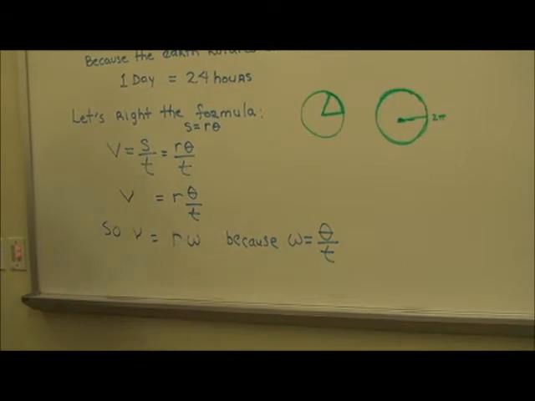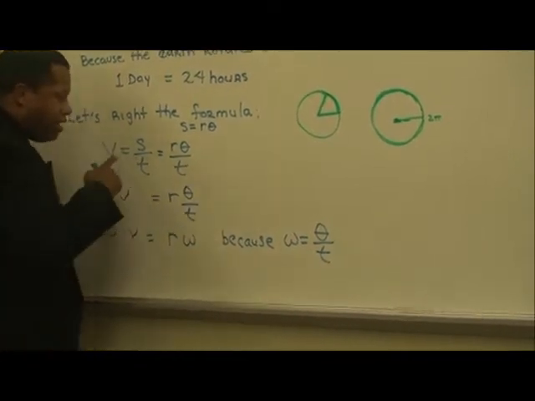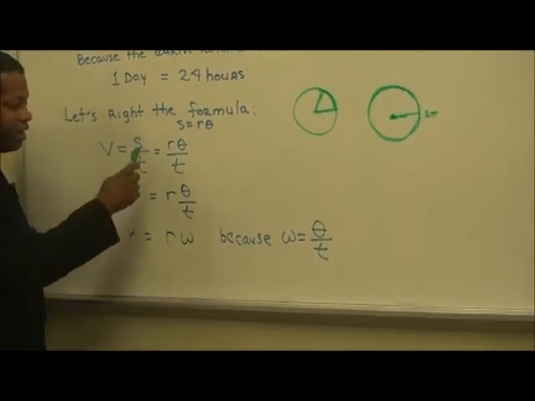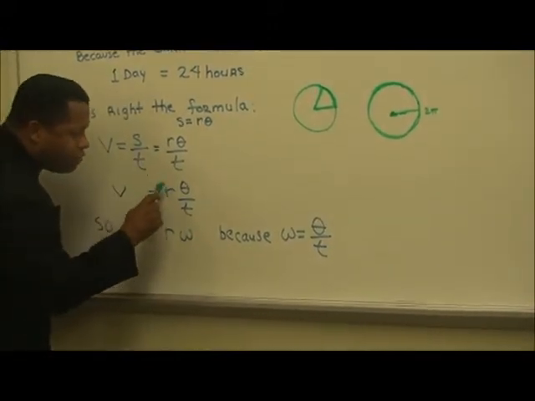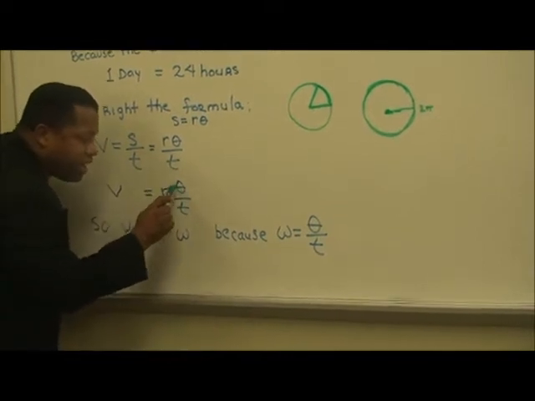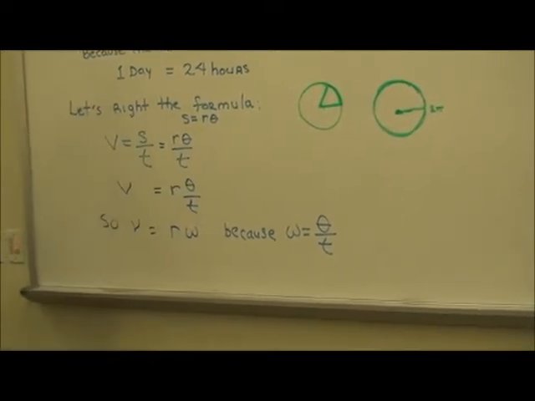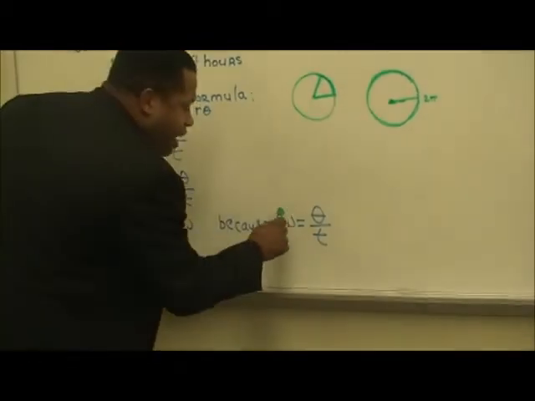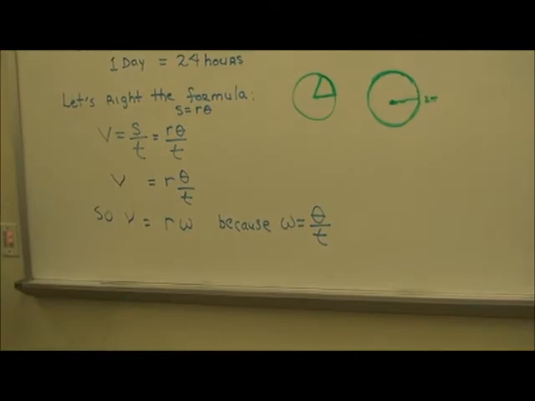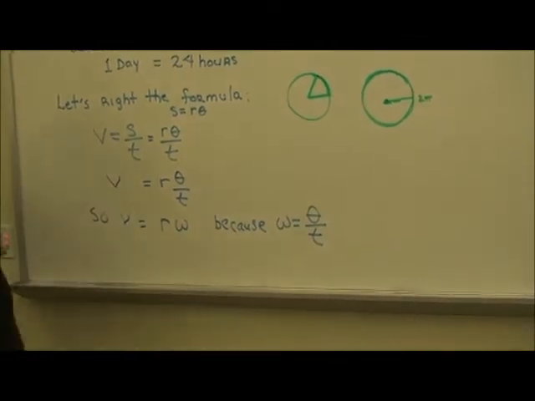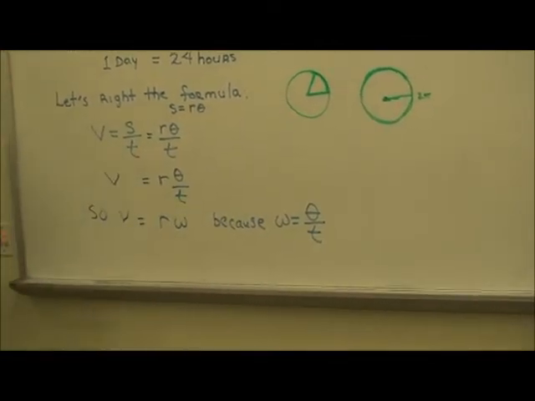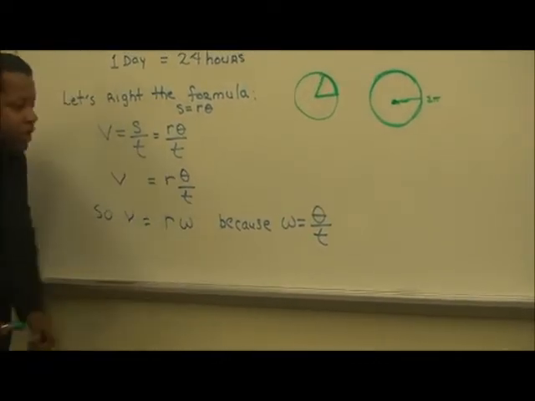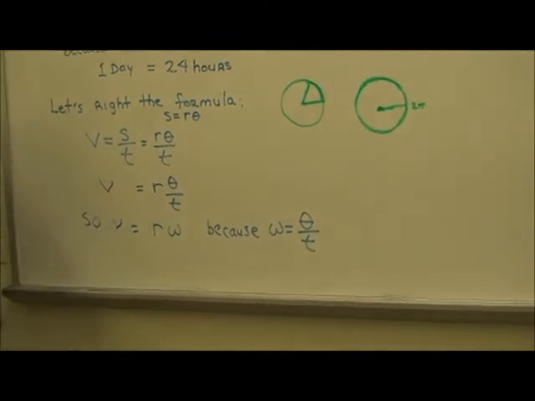Now, with this formula here, R times theta over T, this kind of simplifies itself. Now, what is theta over T? That's the angular speed, right? So that is omega, which is equal to theta divided by T. Because of this now, we have a formula that's simplified to V is equal to R times omega, which is theta over T.